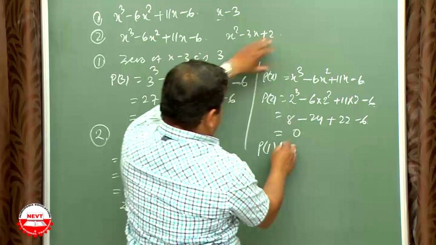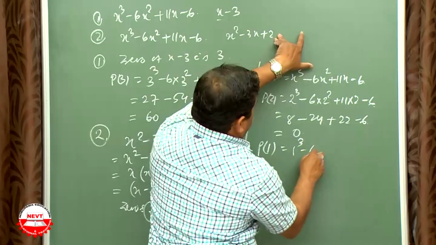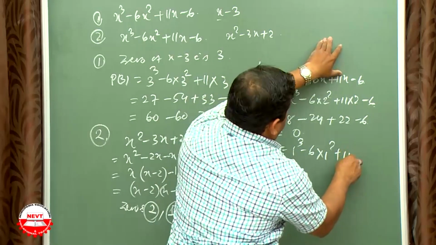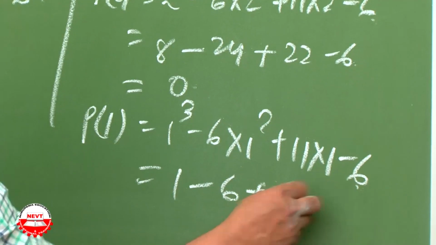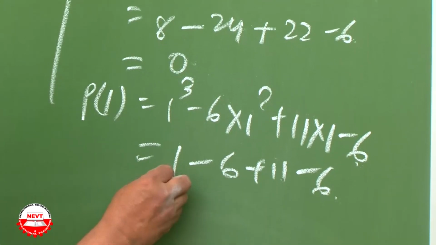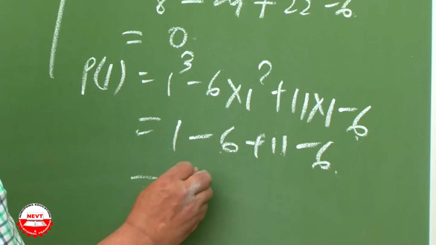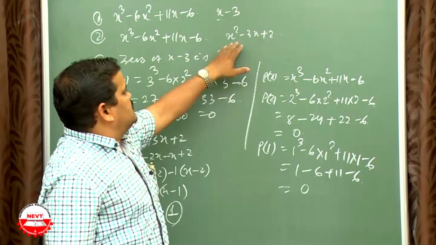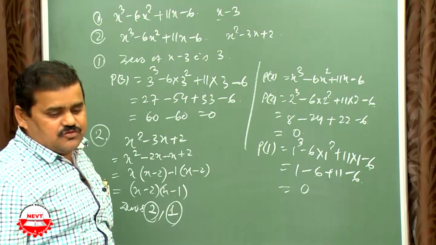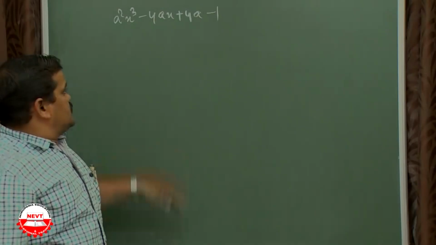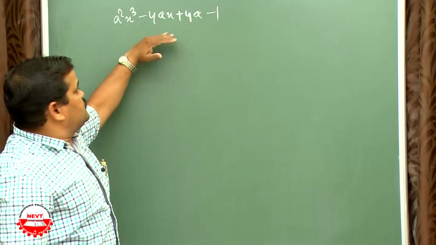P of 1 is equal to 1 cube minus 6 into 1 square plus 11 into 1 minus 6, which is equal to 1 minus 6 plus 11 minus 6, that is 12 minus 12, which is 0. Therefore, x square minus 3x plus 2 is a factor of this polynomial. It's okay? So, come to previous year question 1.